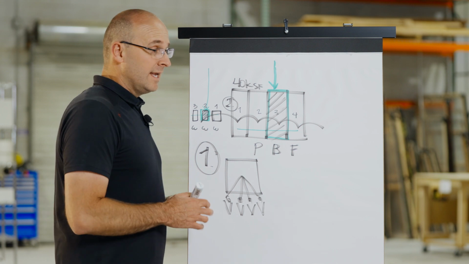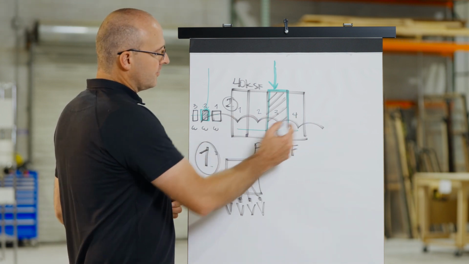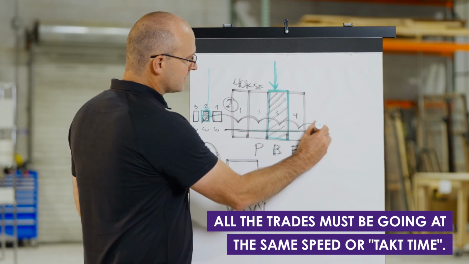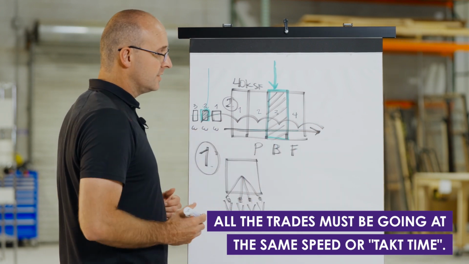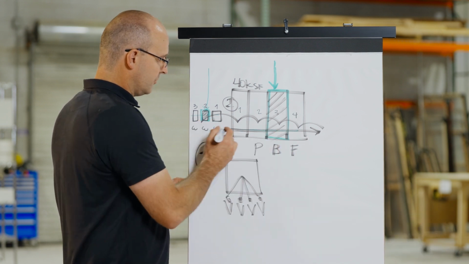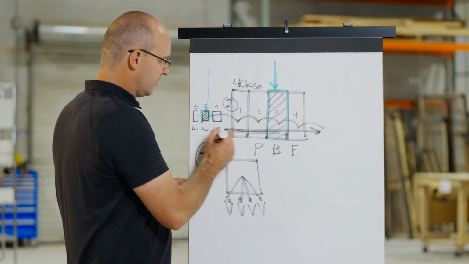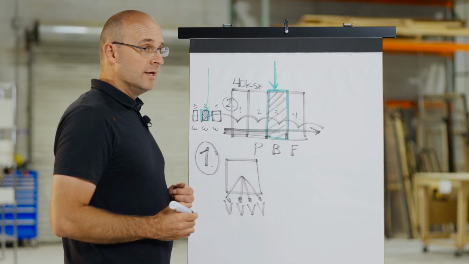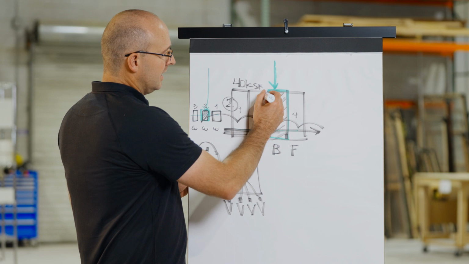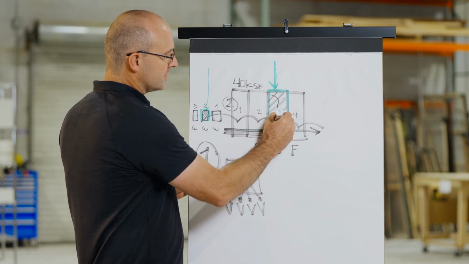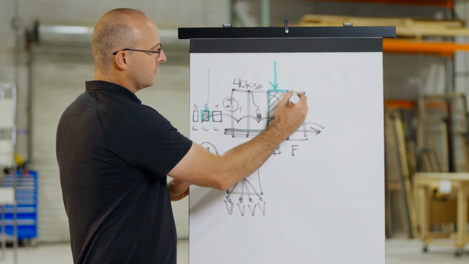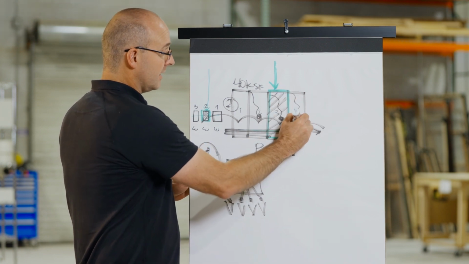Number 6 is that all of the trades that are going through this must be going the same speed. So the speed or the takt time at which they're going through those zones must be consistent. So crew number 1 going at the same speed, crew number 2 going at the same speed, crew number 3 going at the same speed. So you must watch that in order to enable flow. The other thing is, if your crew working through this zone is about halfway through, hopefully the crew behind you is about halfway through, hopefully the crew ahead of you is about halfway through.